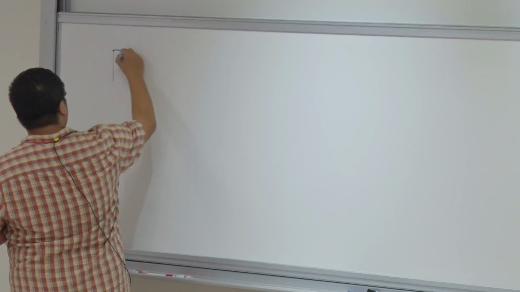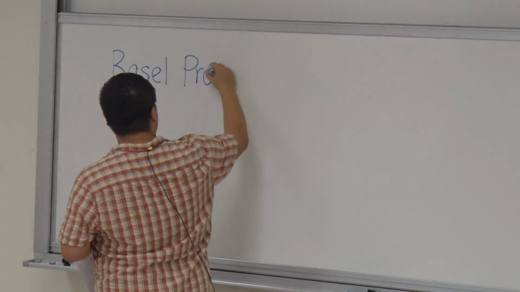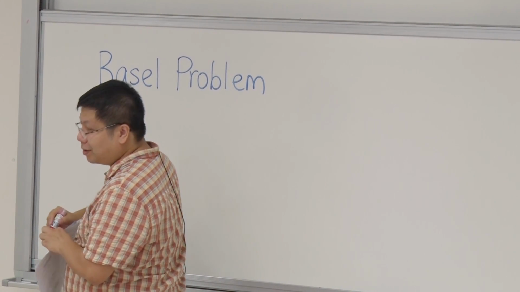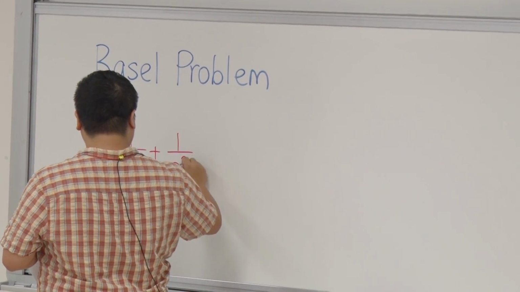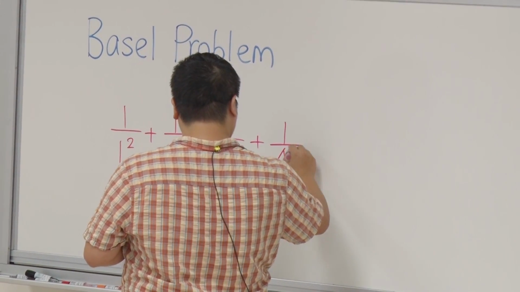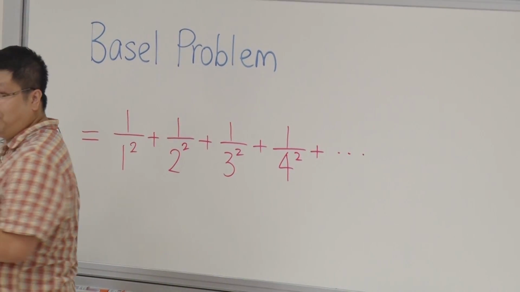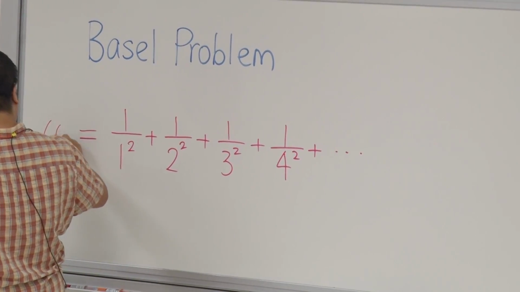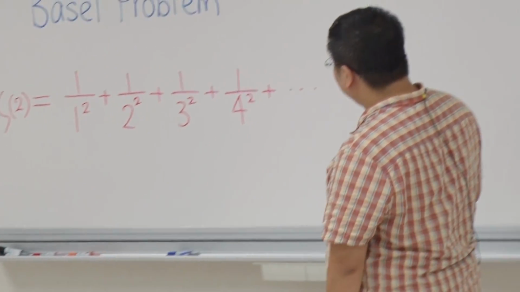So Euler got famous by solving this problem. It's called the Basel problem. So what is the value of this: 1 plus 1 over 1 square, plus 1 over 2 square, and so on? If we use the notation that we know nowadays, this is the Riemann zeta function for the case s equal to 2.